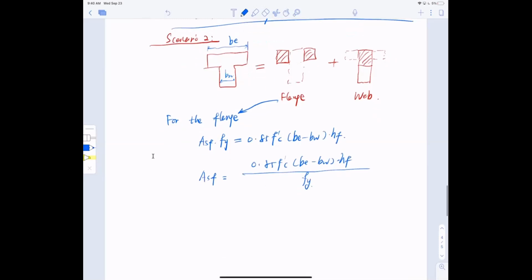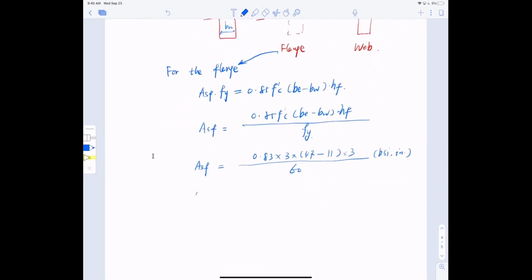So I run the numbers, and this is Asf equal to, on the top here, 0.85 multiplied by 3 ksi multiplied by 47 inches minus 11 inches, and multiplied by 3 inches, divided by 60 ksi. I save all the units because everything is in terms of ksi and inches. So I got Asf equal to 4.59 inch squared. That is the steel from the flange.